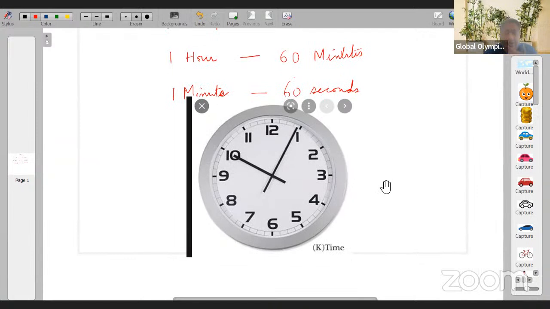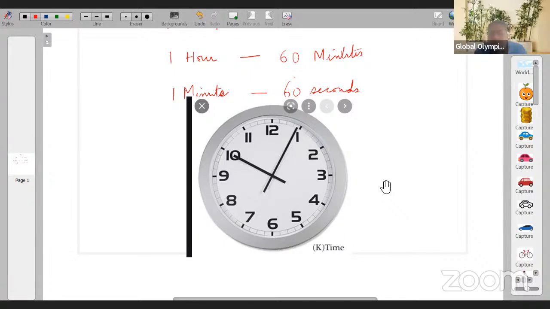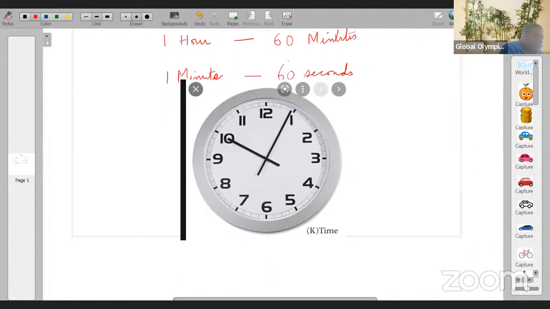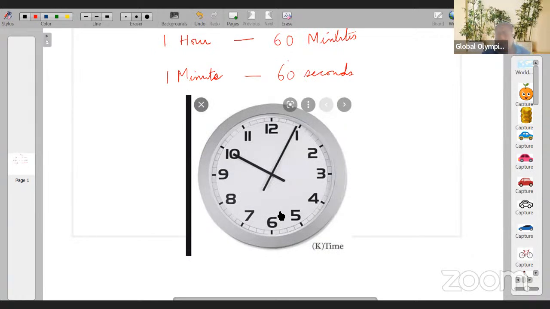Okay. So we have a clock here, right? You said there are 24 hours, but the clock only shows 12. Why is it like that? Repeat, sir. You said there are 24 hours, but the clock shows only the numbers 1 to 12. Correct? Why do you think it is like that? It goes around 2 times. Correct.